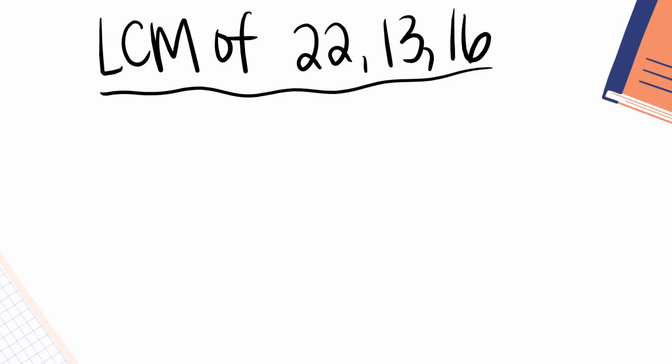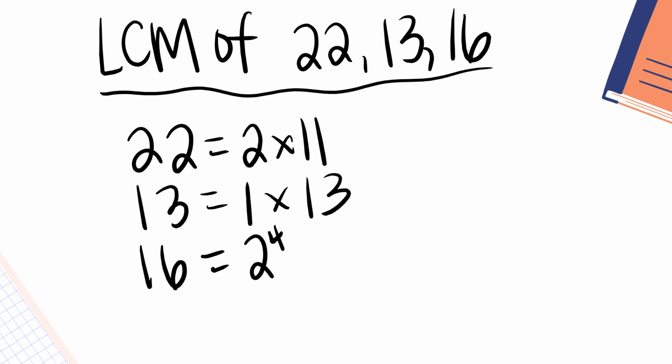All right, so now that I have the prime factorization of each of my denominators, I can use what I know from Unit 2 to find the least common multiple of those denominators. So I first start by writing out all their prime factorizations. 22 is 2 times 11, 13 is 1 times 13, and then 16 is 2 to the 4th.